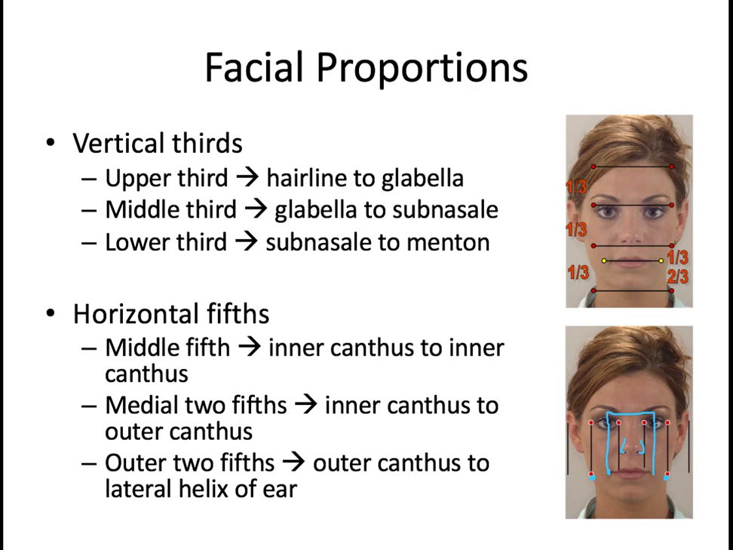So a cool way to remember these transverse fifths is going from right to left. We have an ear, an eye, the nose, an eye, an ear. So if you remember ear, eye, nose, eye, ear, you can probably piece together what all those fifths are in relationship to each other and to the locations of the face. So pretty cool breaking down the face into thirds and fifths.